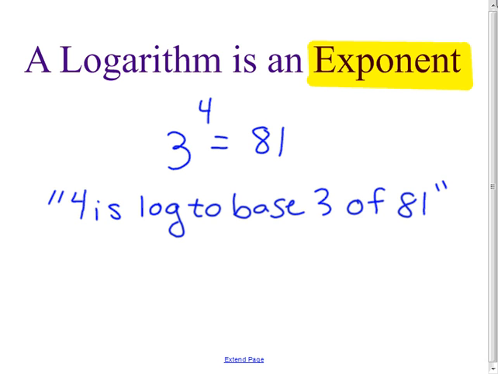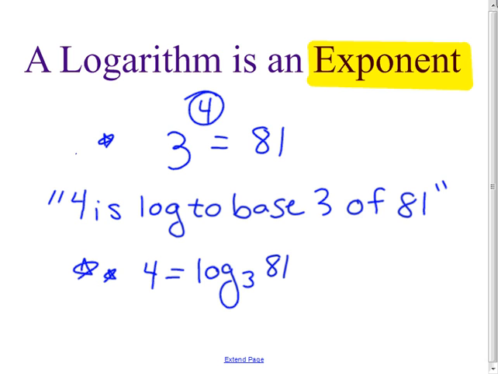A log is just an exponent. So 4 is the log, because it's the exponent, to base 3 of 81. This is exponential form, this is log form. 4 equals log to base 3, that 3 is a subscript, dropped below the log, of 81. That's logarithmic form. You will be converting things from log form into exponential form, and you'll be moving things from exponential form into log form. As I talked about in exponent properties, a lot of times it's hard to go backwards and forwards. This is one case where you have to be very fluid going backwards and forwards between the two forms.